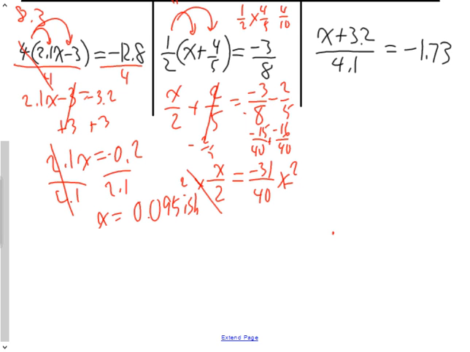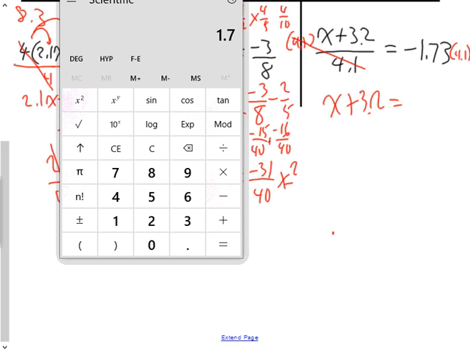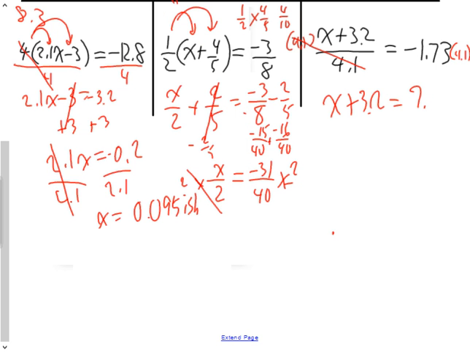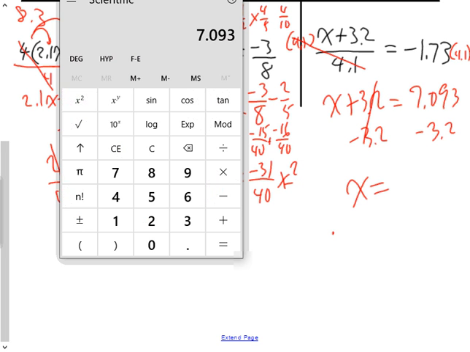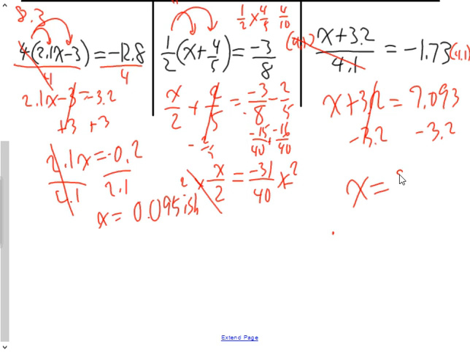The last question, we have 4.1 as my denominator. I'm going to multiply both sides by 4.1. That's going to give me x plus 3.2 equals the product of negative 1.73 multiplied by 4.1. That's 7.093. Last step is simply to subtract 3.2 from both sides. And Bob's your stinking uncle. Subtract 3.2 from here. Subtract 3.2. X equals 3.893. How many had that last one right?